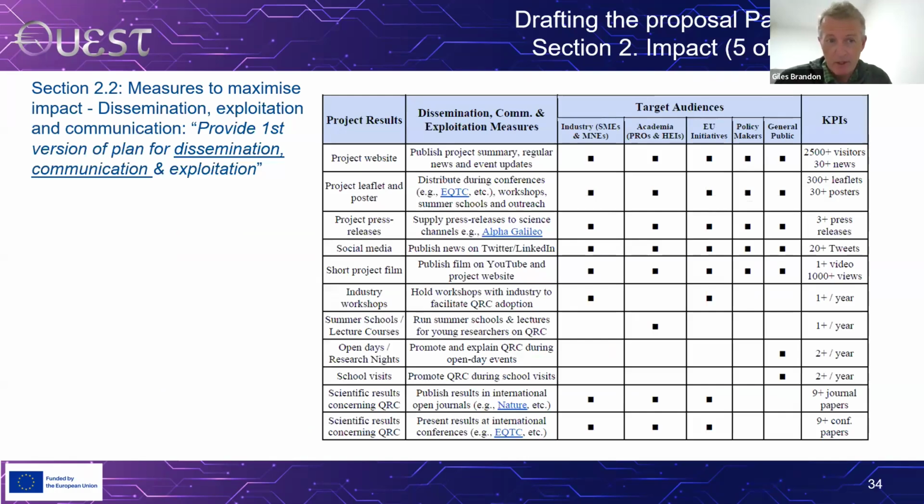Still on the topic of dissemination, communication, exploitation, in this section of the proposal, a classic thing to do is to have some kind of table where you summarize all the different dissemination, communication, exploitation measures that you'll have in your project. You identify who the target audiences are for those, and what your key performance indicators are, what your targets are during the course of the project.